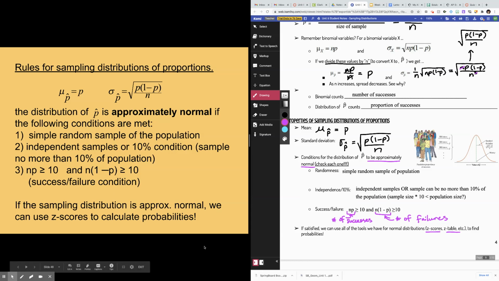All right, you guys. So that is it for the basics, the formulas, and in the last video in this section, I'm going to show you some example problems with sampling distributions of proportions.